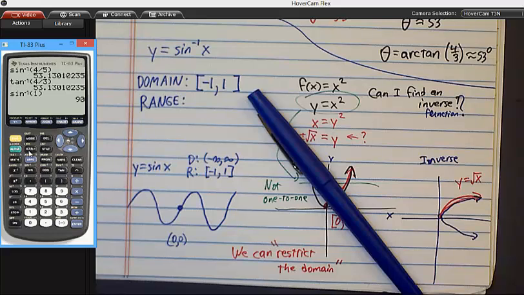So would it be the inverse? I'm in degree mode. So what did it do? It spit out 90 degrees, didn't it? 90 degrees. But here, I'm going to put it in radian mode, because this is what we work with more often.